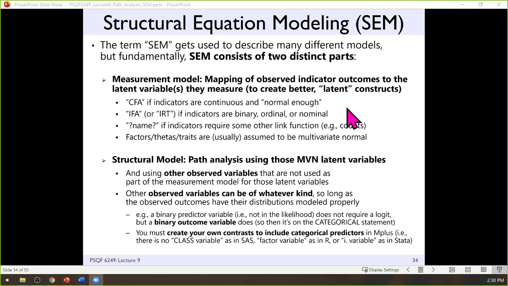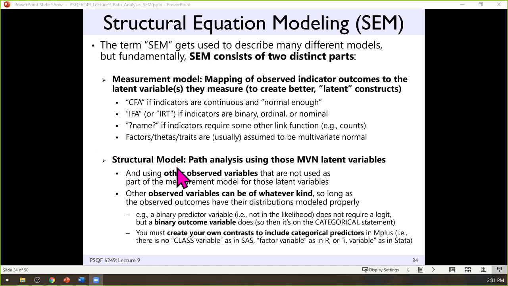If you pretend that your indicator responses are continuous and normally distributed, then that's CFA. If you allow them to be binary, ordinal, nominal, that's IRT or IFA. And then I don't know what you would call it, but you can have indicators that follow other distributions like counts and stuff like that.